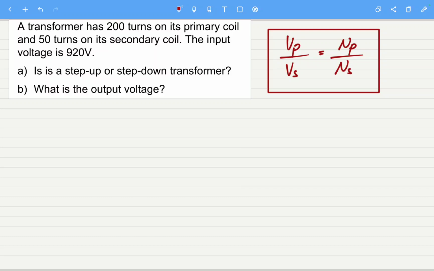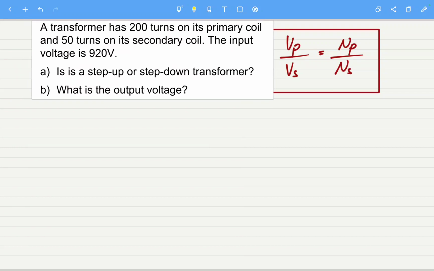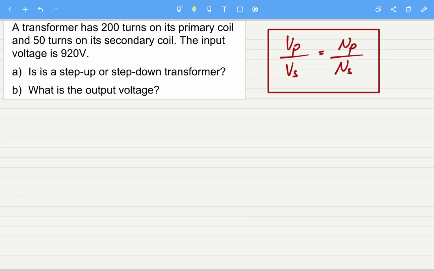It's also an example, so I'm going to take you through it now. A transformer has 200 turns on its primary coil, 50 turns on its secondary coil, and the input voltage is 920 volts. Is it a step up or step down transformer? Well, it's going from more turns on the primary coil, 200 turns, down to 50 turns on the secondary coil, so it is a step down transformer. And what is the output voltage or the secondary voltage?